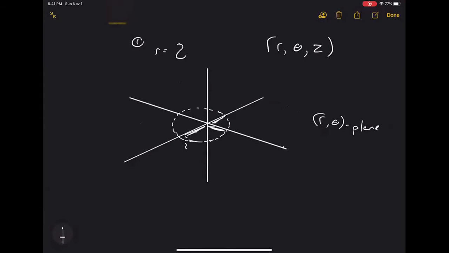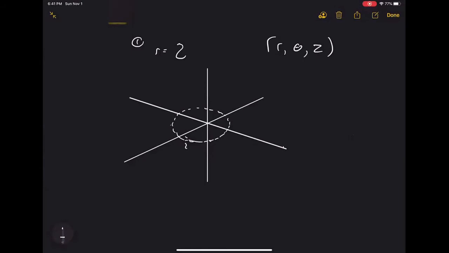Let's see, 7 pi over 6, 2 pi. For all those values of theta, my radius is the same. It's 2. Okay, so that gives me a circle. And then scaling that up to the 3, that's if we confine ourselves to this horizontal plane.